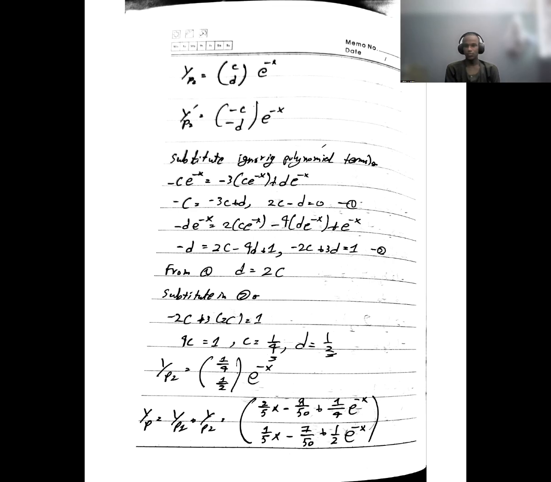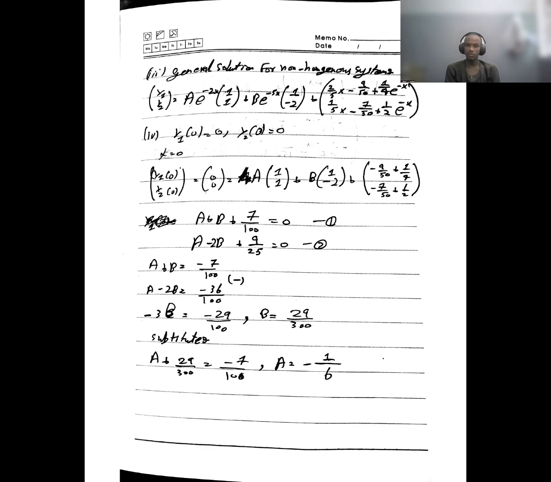The complete particular solution is y1b equals 2 over 5 x minus 9 over 50 plus 1 over 4 e to the negative x, and y2b equals 1 over 5 x minus 7 over 50 plus 1 over 2 e to the negative x. The general solution is a sum of the complementary and particular solution. And finally, applying the initial conditions y1(0) equals 0 and y2(0) equals 0, we solve the system to get a equals negative 1 over 6 and b equals 29 over 300.